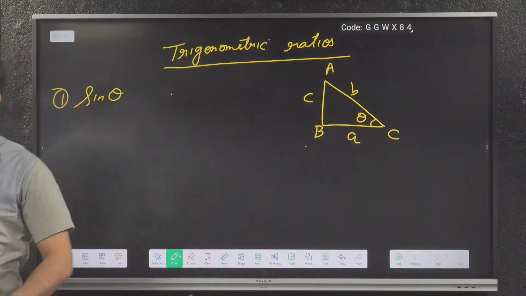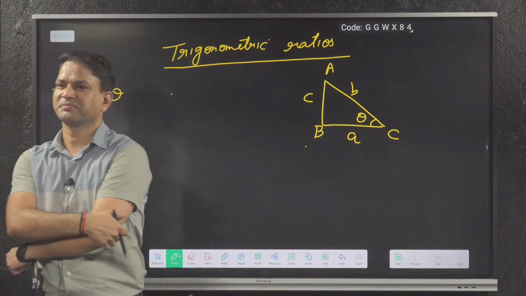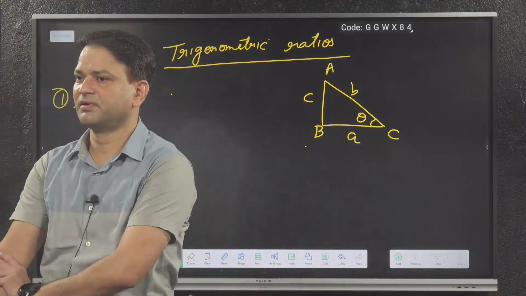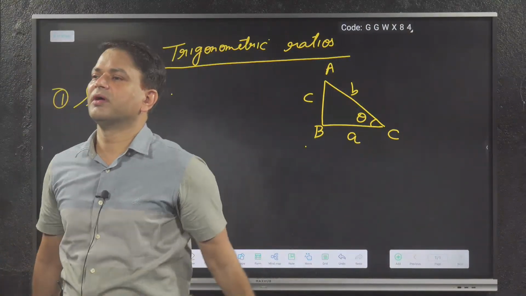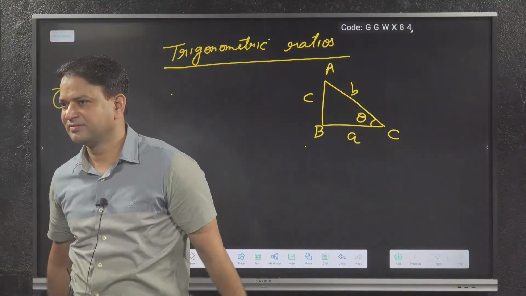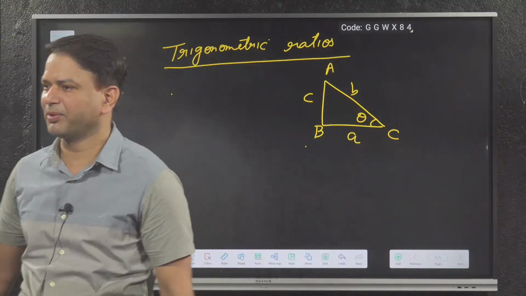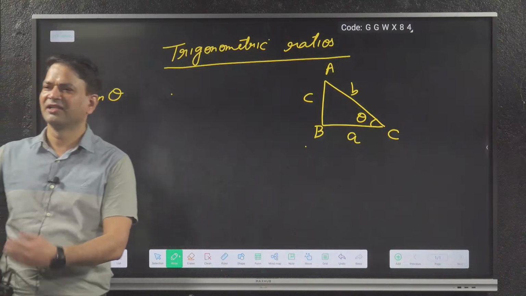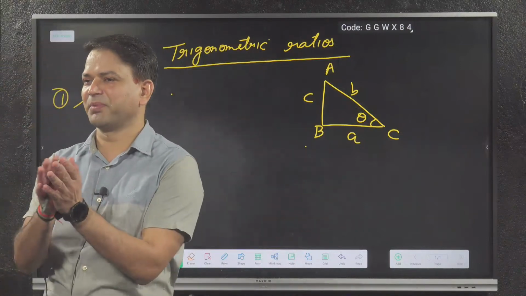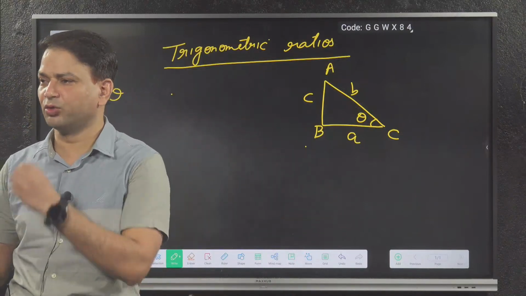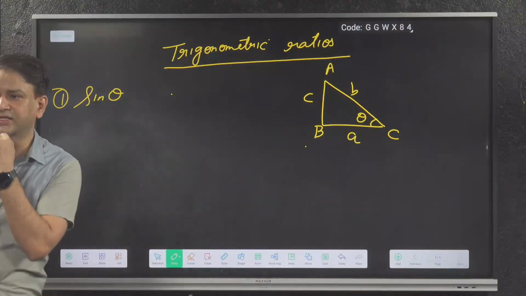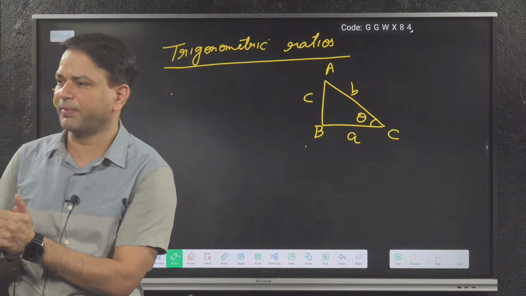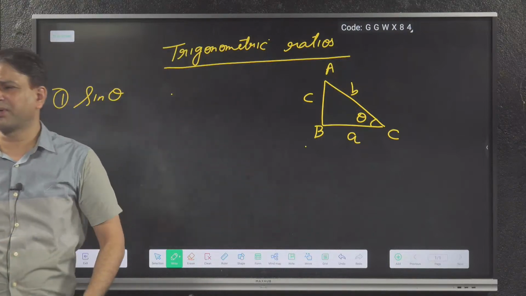What is the formula of the sine theta? Opposite side by hypotenuse. That is the formula we have learned. I learned here in the Andhra Pradesh. Earlier I learned the perpendicular upon hypotenuse. So both we can use. Okay. So what is the sine theta? Sine theta, we can say opposite side upon hypotenuse or perpendicular upon hypotenuse. Why I am saying the perpendicular upon hypotenuse?